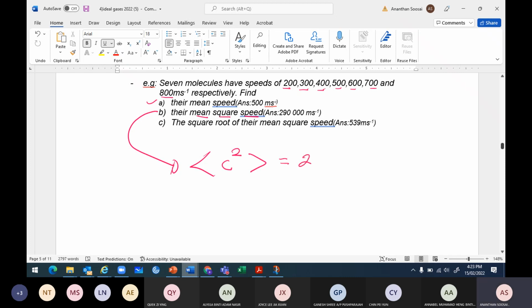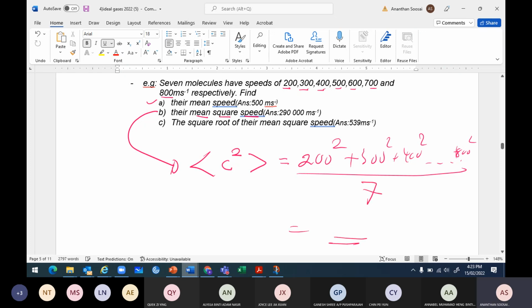Mean square speed means you take the mean of the square of the speeds. So 200 squared, 300 squared, 400 squared, all the way up to 800 squared, all added up and divided by the number of particles. How many particles are there? 7. This is your mean square speed. The unit is meter squared per second squared. So it is just the average of the squared speeds.